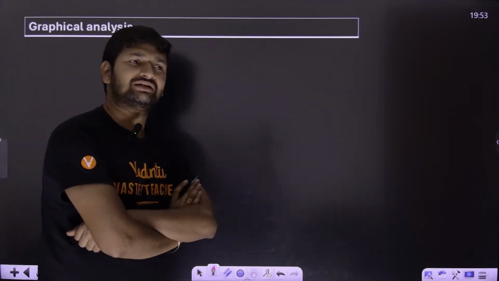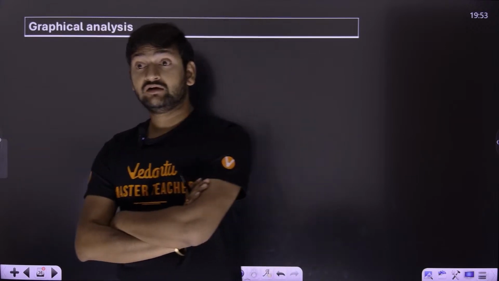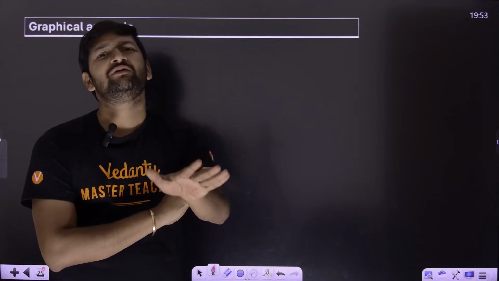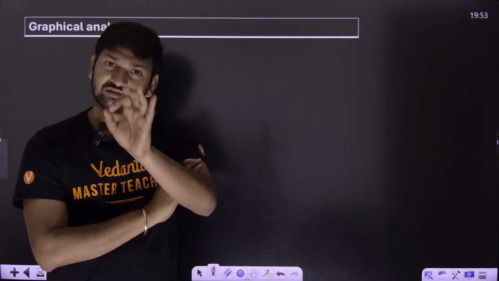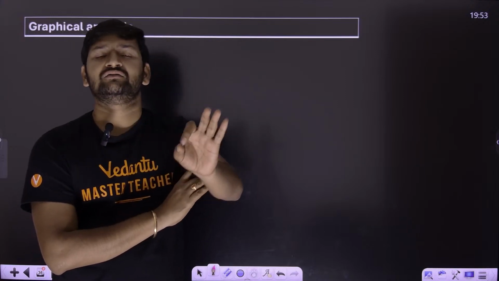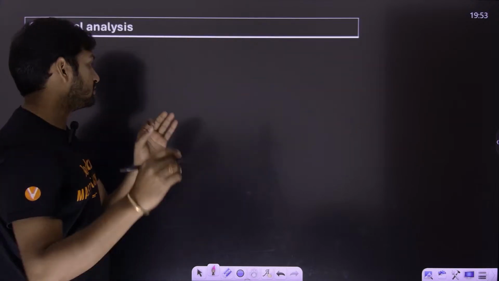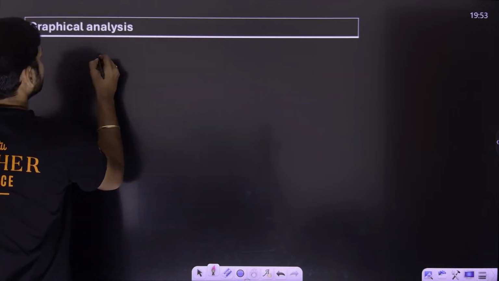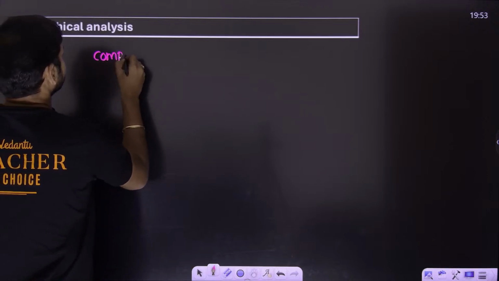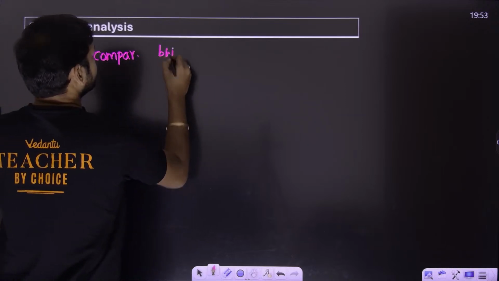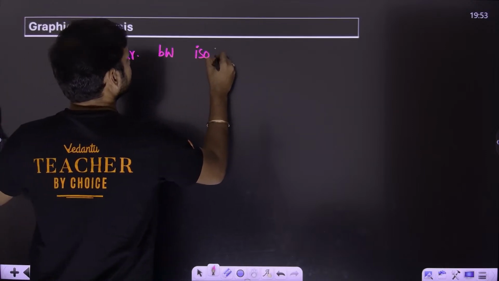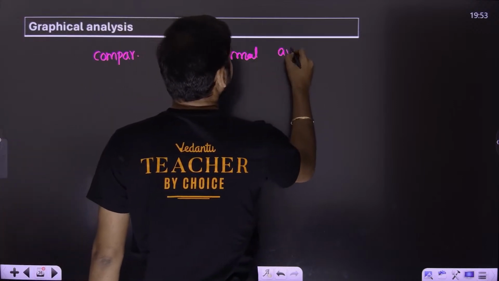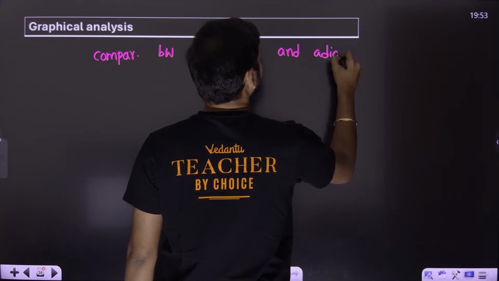See, mostly in the graphical analysis, we should have a proper understanding between isothermal and adiabatic. That's the major part where a lot of questions are going to come. So it is always going to be a comparison between isothermal and adiabatic, the majority of the times.